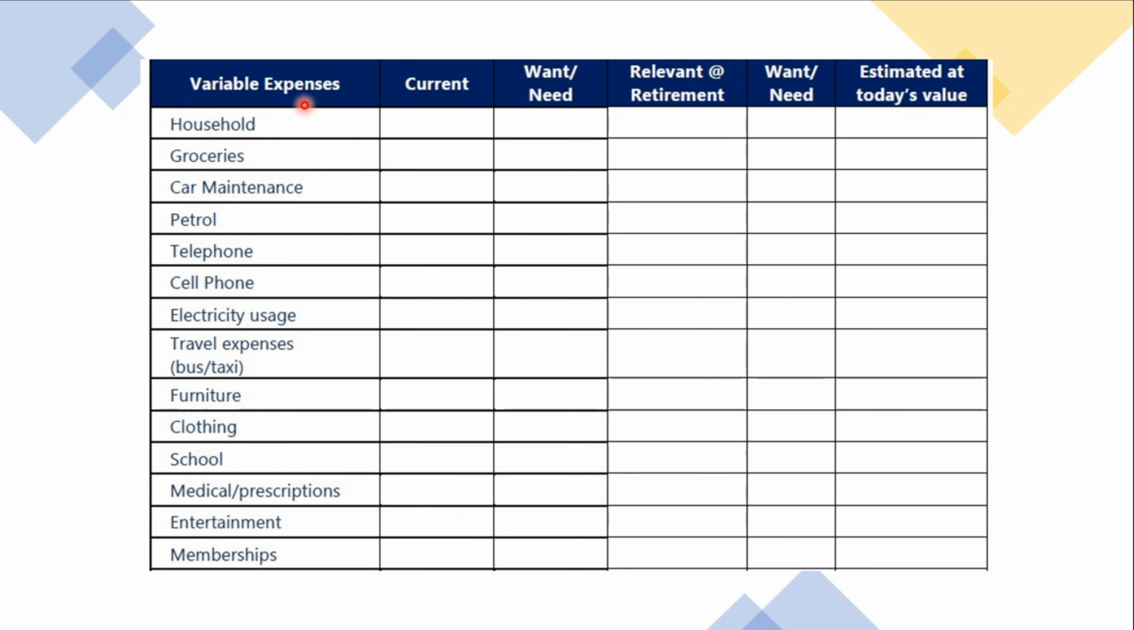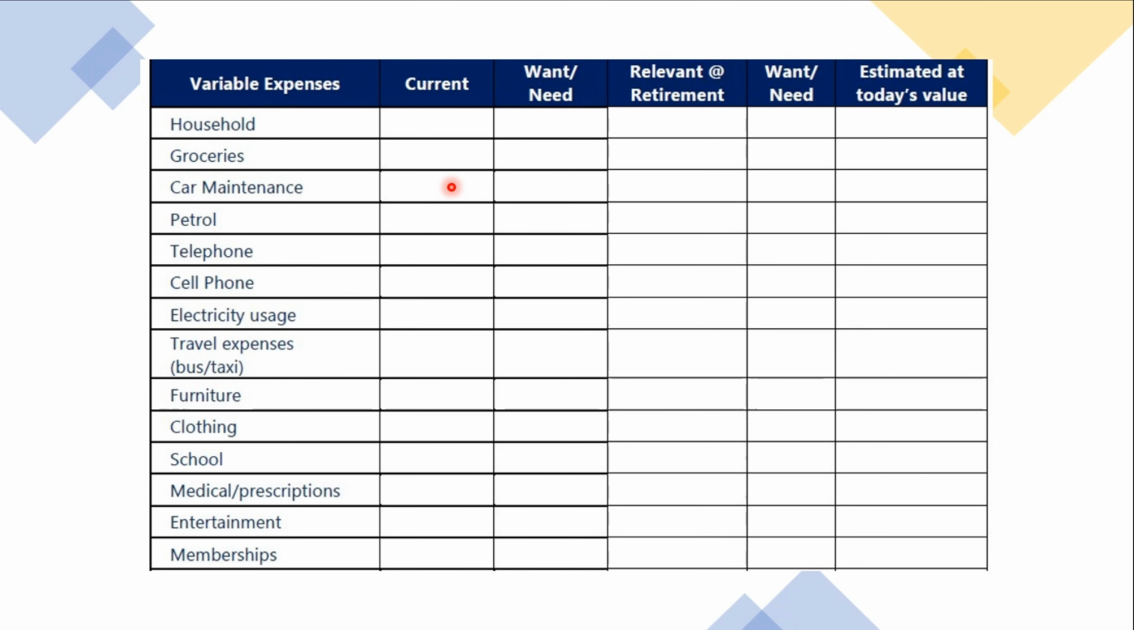Then we're looking at variable expenses. Same columns apply. What is household? If you currently put money aside to just maintain the home in case something breaks, like a fridge, that would be there. Groceries, you need to eat. Groceries could also include cleaning products. You decide. Now, the benefit at retirement, yes, you eat less, but you need to eat.